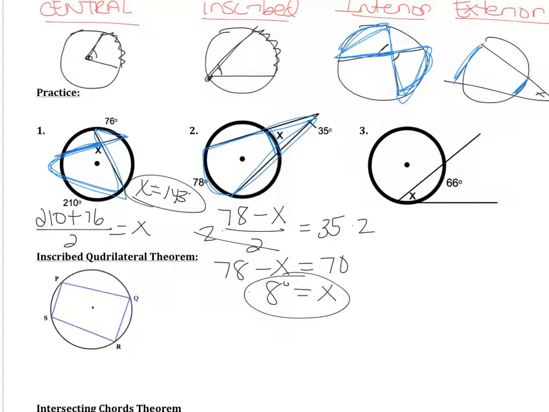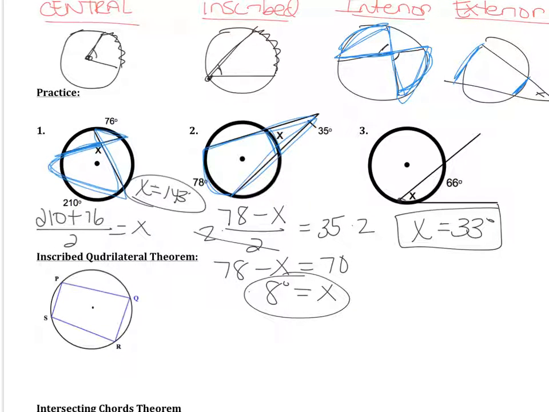Last one. What kind of angle is it? Well, it's an inscribed angle. How I know it's an inscribed angle is because its vertex is on the circle. So I would do 66 divided by 2, so X is 33 degrees.